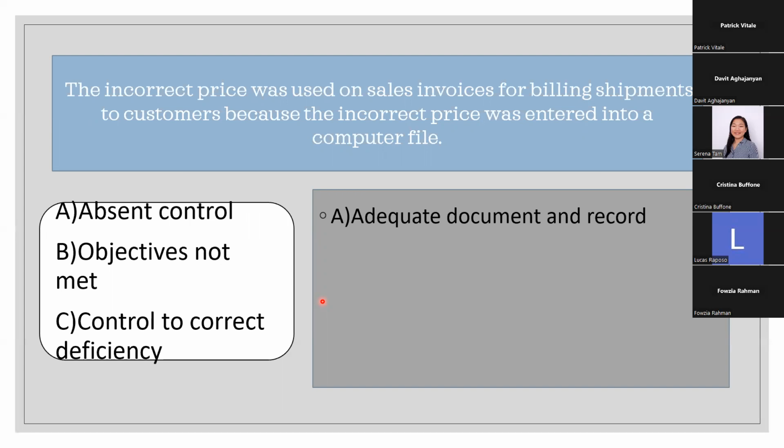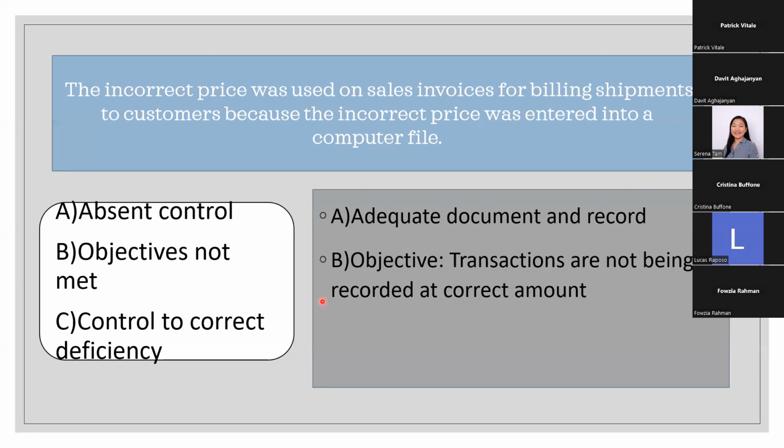For B, which objective is not met? Which one do you think it's not met? Okay, so I think it will be a bit hard for you guys to know. I'll just give you the first answer. It's that the transactions are not being recorded at the correct amount. And how could you fix this?